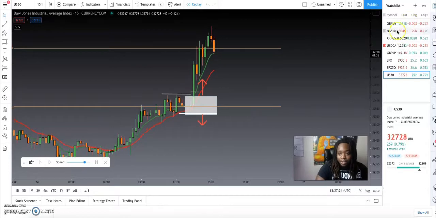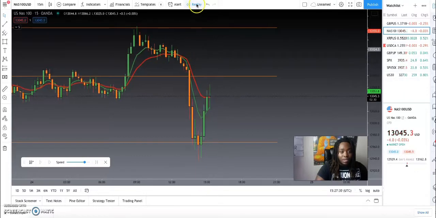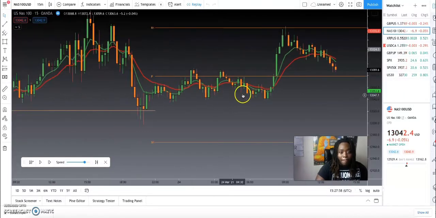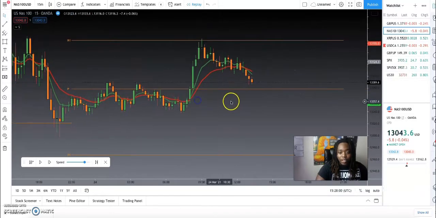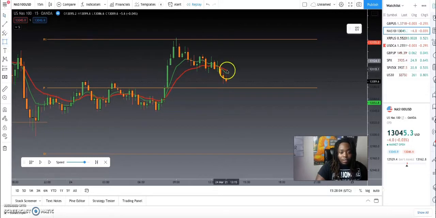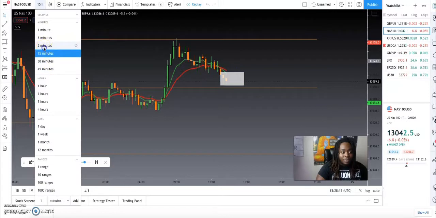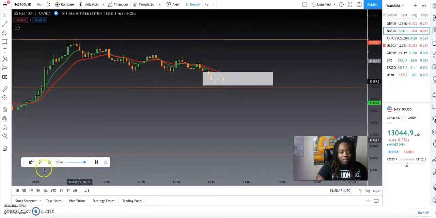Now let's go to Nas100. We could have done the same thing. This was news right here. Let's hit replay. So what you could have done is get your box, put it on the last two candles, go to the 5-minute, and play.